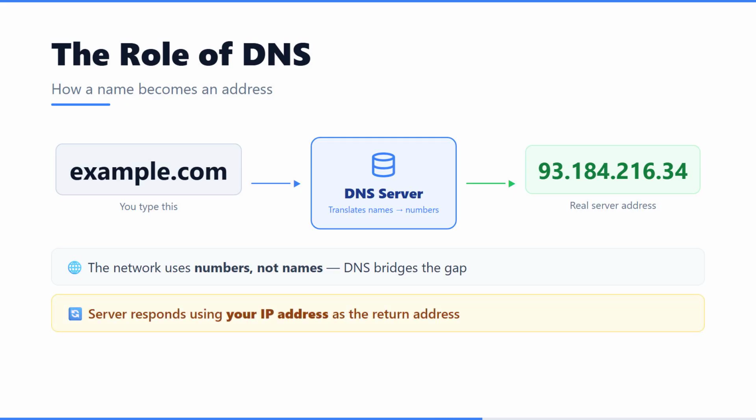Once the IP address of the destination server is known, your device can send a request to that address. The server then sends the response back to your device using your own IP address as the return destination. This shows that IP addresses are necessary because they allow data to be directed accurately between devices.